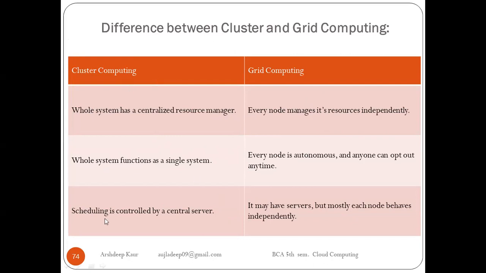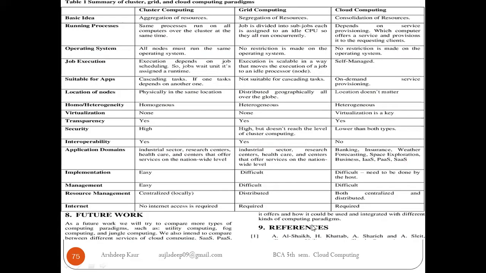In a cluster, scheduling is controlled by a central server. In a grid, it may have servers, but mostly each node behaves independently. So scheduling is not controlled by a server in the case of grid computing. This is the difference between cluster, grid, and cloud computing.